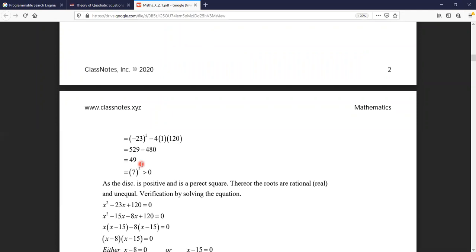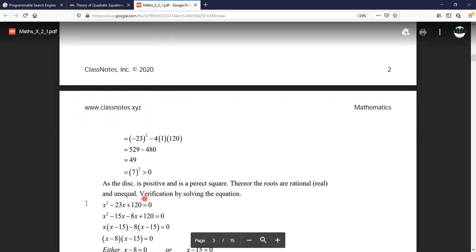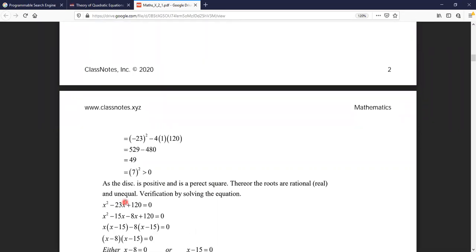You can say when we talk about that this one value is greater than 0, it means it is positive. So the discriminant is positive and is a perfect square. Check the condition: discriminant is positive and is a perfect square, therefore the roots are rational, real, and unequal. Unequal means both will be different. How will we verify it? Let's move to the next.